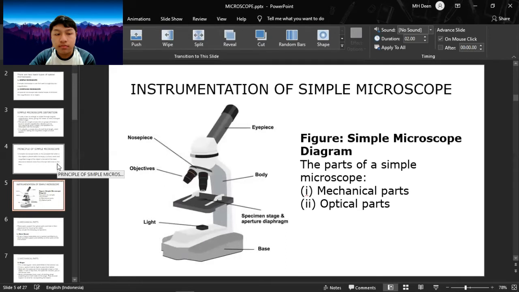Instrumentation of simple microscope. The microscope has several parts, namely eyepiece, mouthpiece, body, objective, specimen stage, aperture diaphragm, light and base. Figure: simple microscope diagram, the parts of a simple microscope. One, mechanical parts. Two, optical parts. Next.